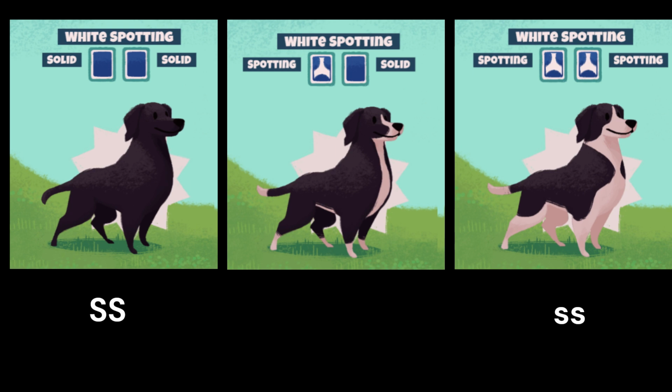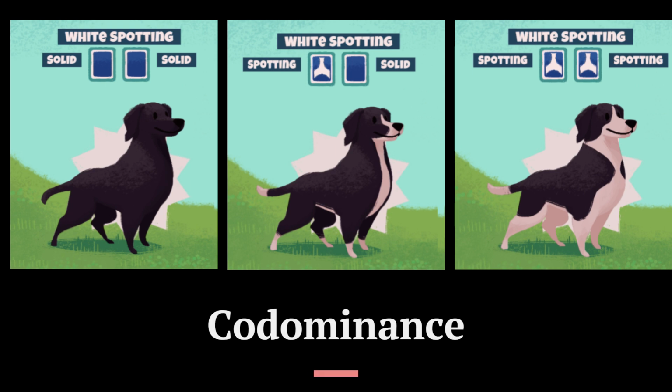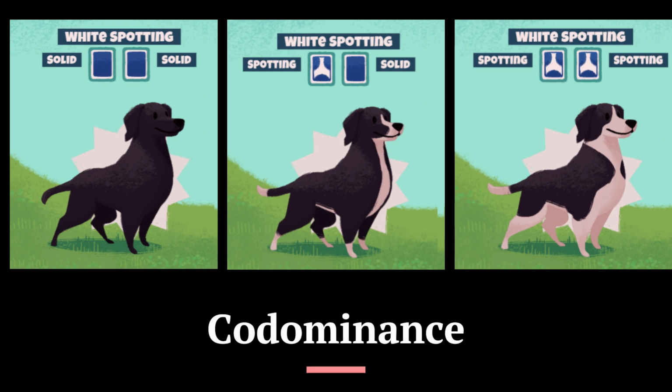When a dog has 1 solid allele and 1 spotting allele, the trait it has is in between solid and spotting. It will have a low spotting trait. When 2 alleles work together like this to create an in-between trait, it is called codominance.